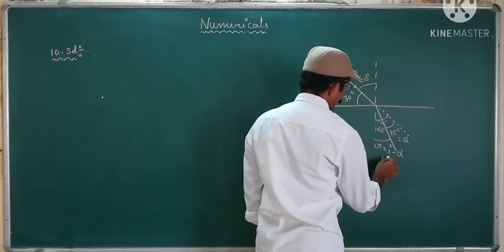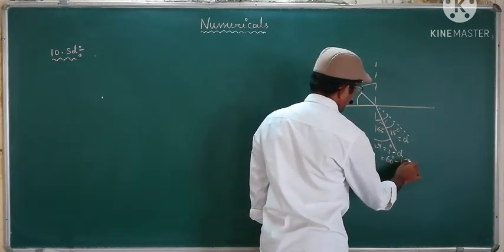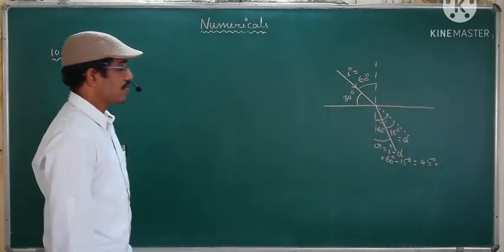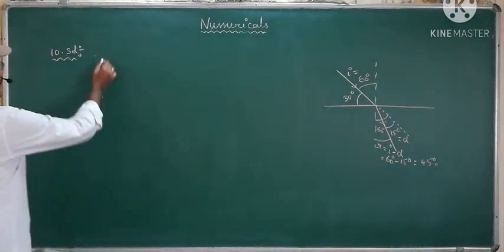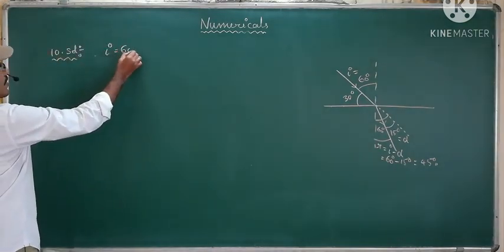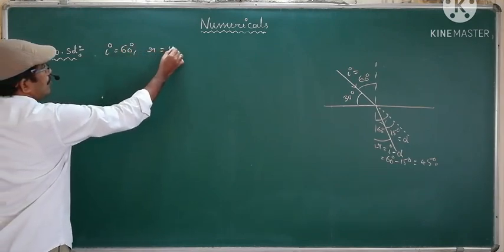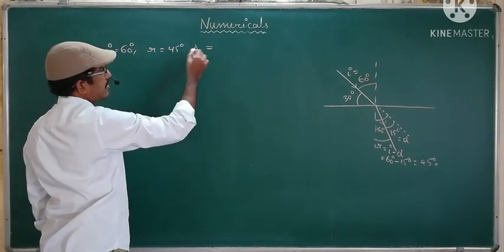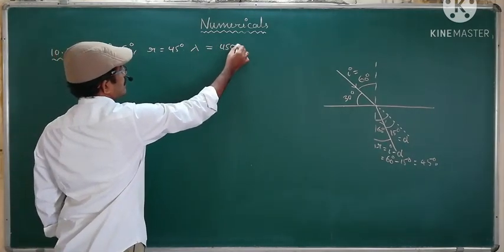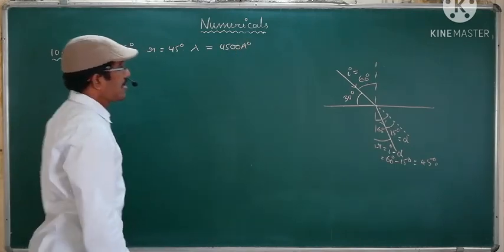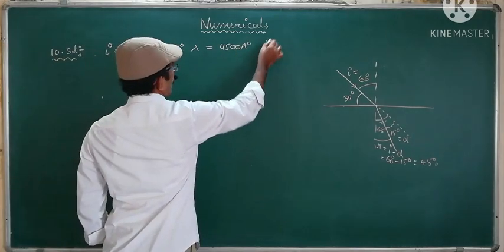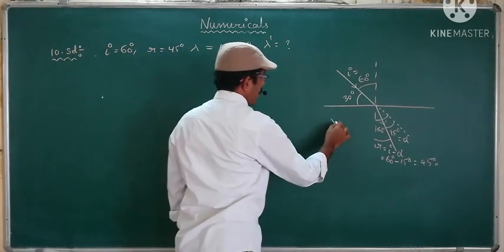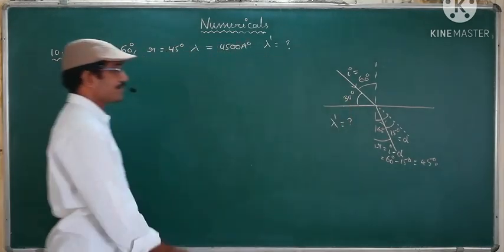Now R is equal to 60 degree minus 15 degree. How much is it? 45 degree. So angle of refraction is how much here? 45 degree. So angle of incidence 60 degree, angle of refraction 45 degree, and lambda in the air they have given, that is 4500 angstroms, and we need to get the wavelength of light in the given medium. So in this medium we want the wavelength.